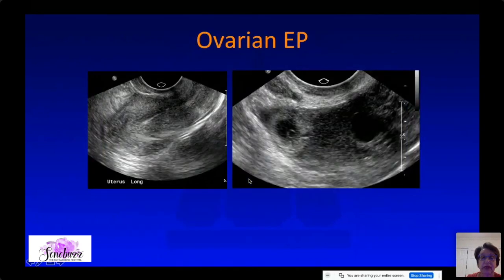Now, ovarian ectopic pregnancy is incredibly rare. This is the only case I've ever seen. So I always say if you see a mass in the ovary, it's not going to be an ectopic pregnancy. It's going to be a corpus luteum. This is the only exception I've seen of this lesion that was intimately related to the ovary. There is a yolk sac here, but that's really the only example I've ever seen. So I think they're incredibly uncommon.